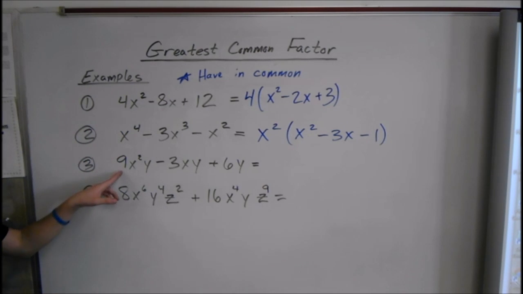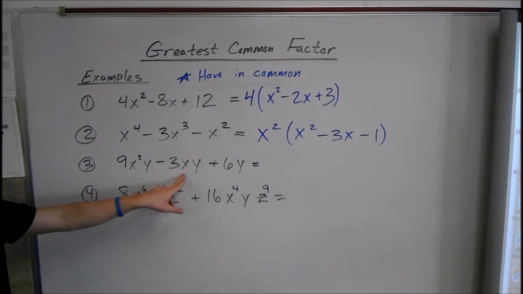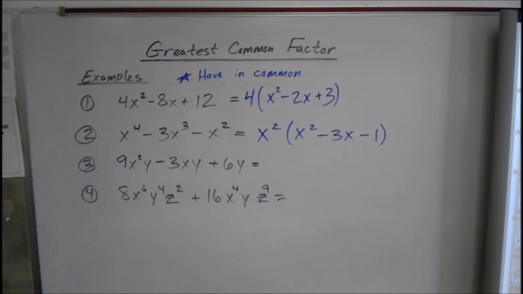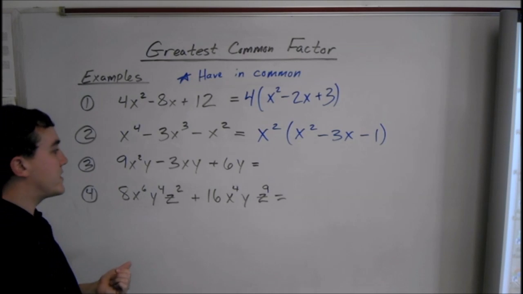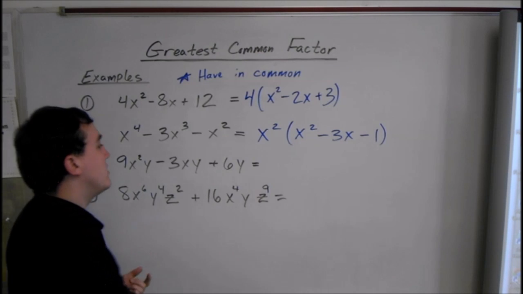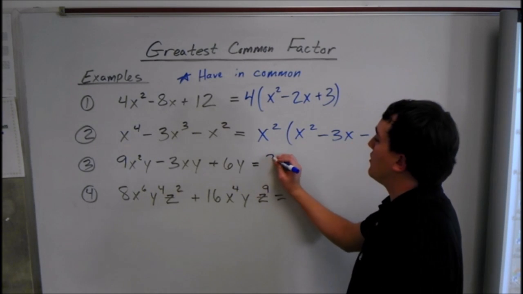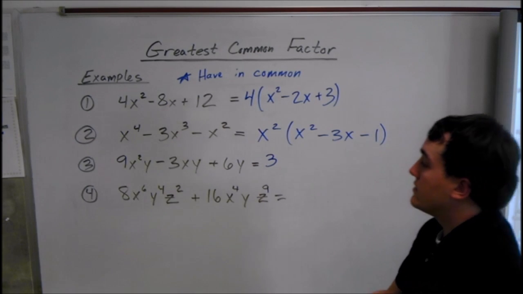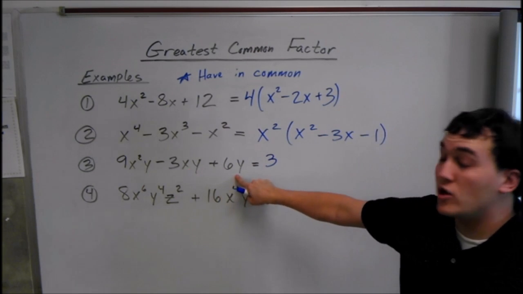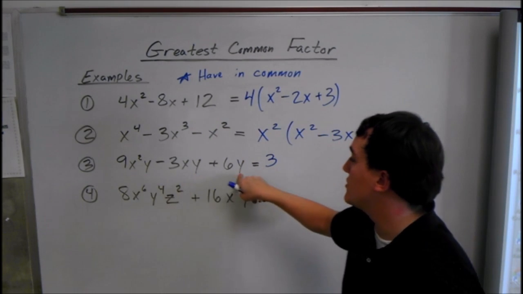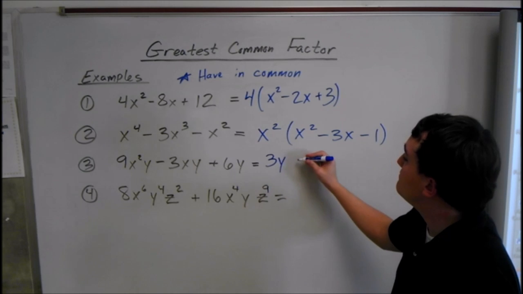Alright, next one. 9x squared y minus 3xy plus 6y. Alright, so first we look at what they have in common. We have a 9, a 3, and a 6. We know we can take out a 3 out of all of those. So that's the first thing. And we have x squared, x, and there's no x here. If there's no x here, can't take out an x. But there is a y in every term. So we take out a y as well.